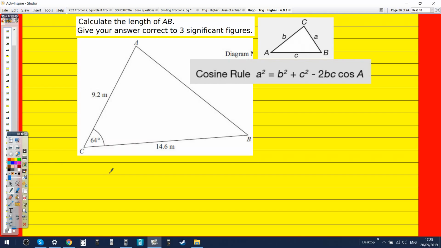Proving the sine rule doesn't come up either, but it only took us a second. Okay, let's try this.